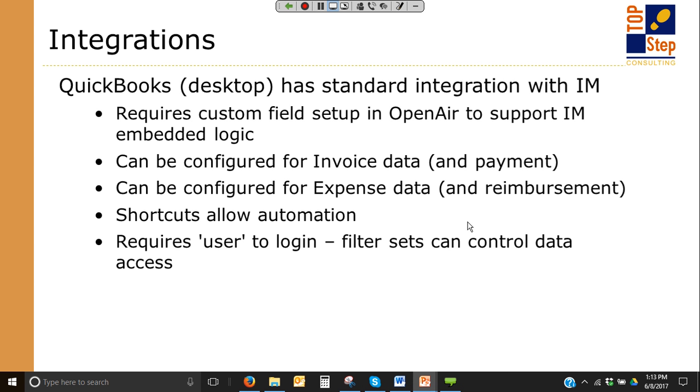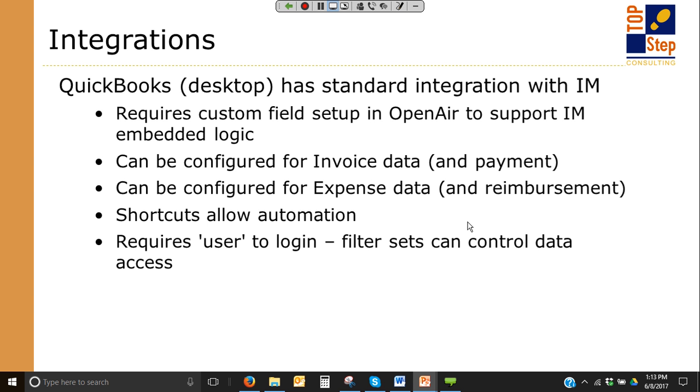So let's talk about the QuickBooks desktop standard integration with Integration Manager. I worked with many of you on the phone perhaps in this integration, or you're thinking about doing this integration. Just some things to level set what it allows you to do.